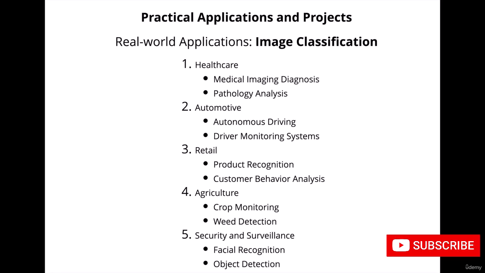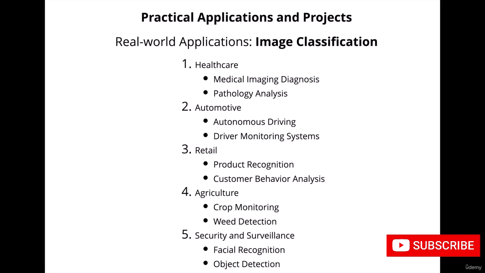The third industry is retail. In retail, product recognition. Image classification is employed in retail for product recognition and visual search applications. Retailers use ML models to automatically classify and categorize products based on their images, enabling features like product recommendation, inventory management, and visual search in e-commerce platforms.